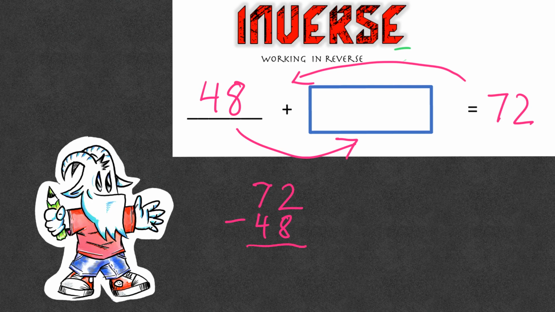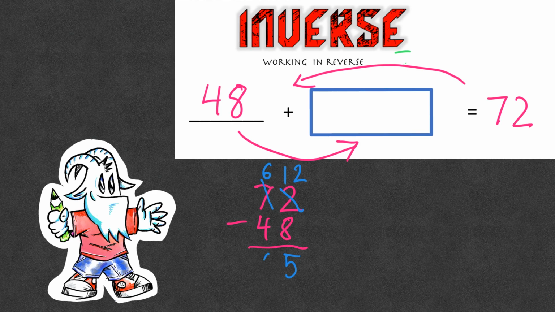So now I can take away 8 from 2. Now I have to exchange. So that gives me 12. That turns into 6 tenths. 12 take away 8 gives me 5. 6 tenths take away 4 tenths gives me 2 tenths. So now I found the missing part.